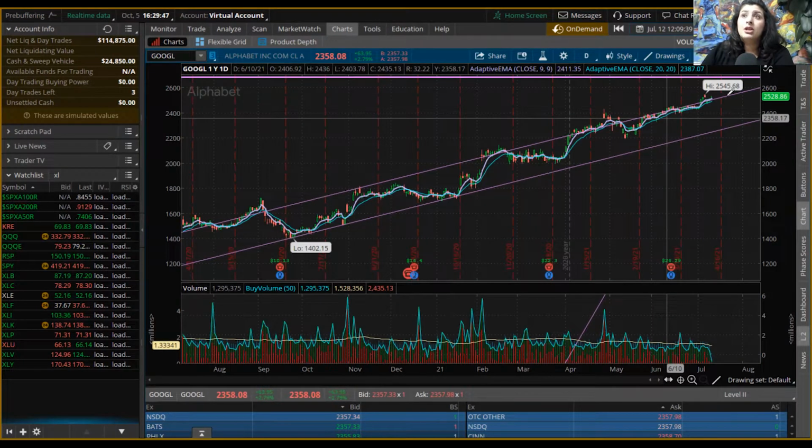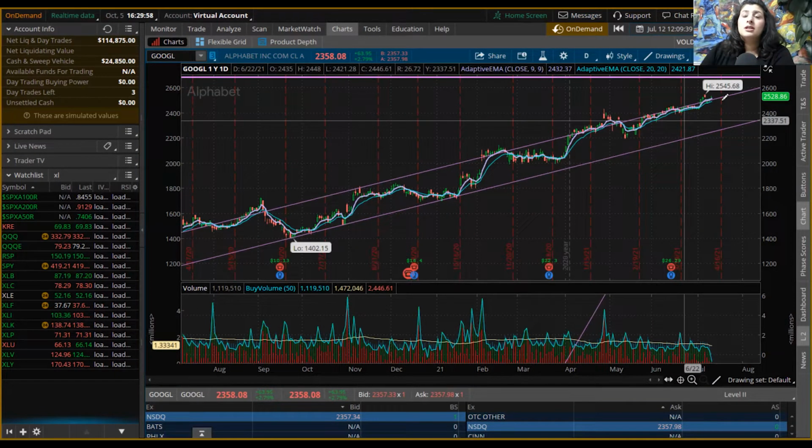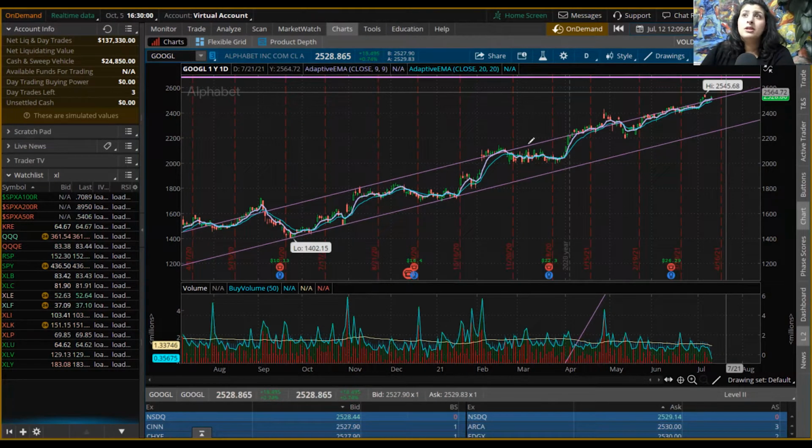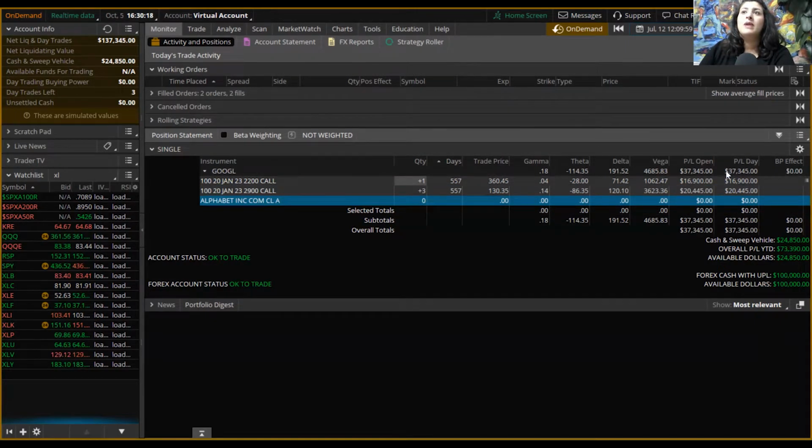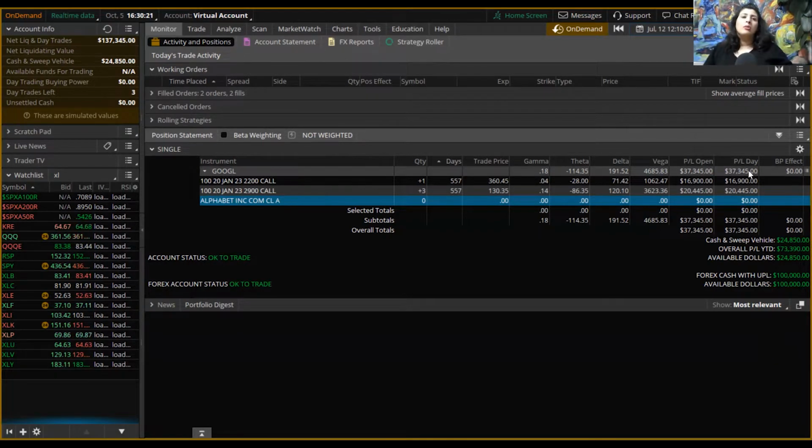Google has continued to be bullish. It has not done as I expected. It did not have a really strong consolidation. It has just continued to trend upwards. And our calls are now worth together almost $40,000. But of course, it did cost us almost $40,000 to get into each of them. So now we've basically doubled our investment.